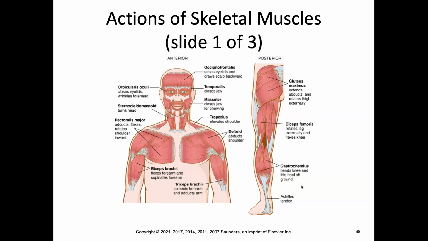And this is a good visual. It just gives you an idea of what the muscles do, where they're located and what they do. And pretty much where they're located defines what they do. So for instance, the one around your eyes, this orbicularis oculi, that closes your eyelids and wrinkles your forehead. So where it's at often defines what it does.